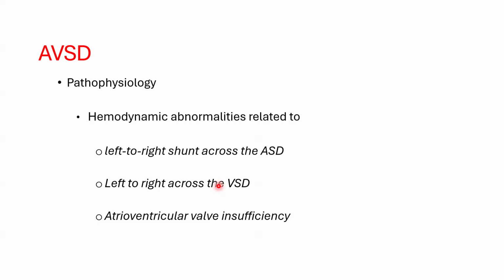Because you're essentially dealing with 2 big shunts and valve regurgitations, AVSDs are typically associated with heart failure at a very early age and then early onset of pulmonary hypertension. And I'm sure you can appreciate what's happening. You have a shunt at the atrial level, at the ventricular level, and all these regurgitations either on the left or the right.